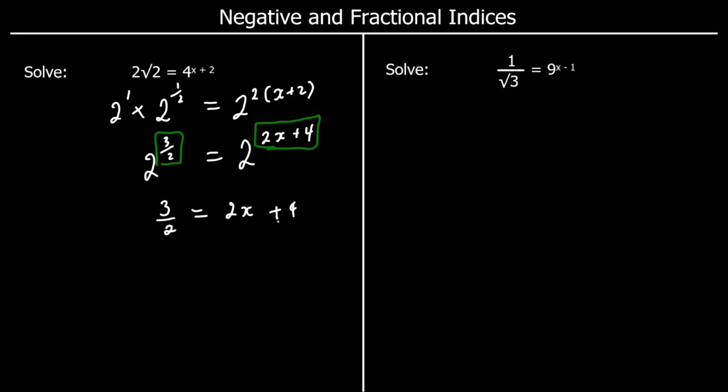So to get x by itself, we'll take 4 away from both sides. So 3 over 2. I'm going to double everything first so we don't have to deal with fractions. Double 3 over 2 is 3, and that's equal to 4x plus 8. Then I'm going to take 8 away from both sides and divide by 4. So x is -5 over 4. One for you to try, so have a go at that one.